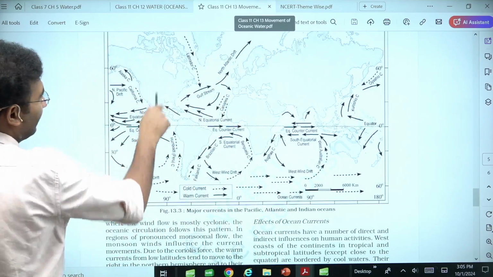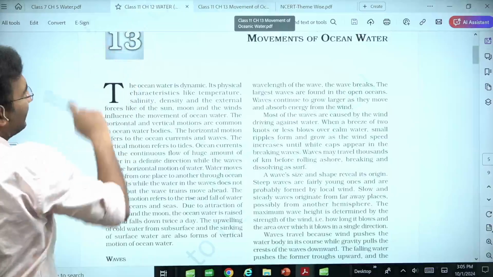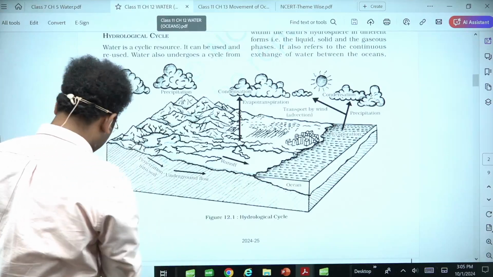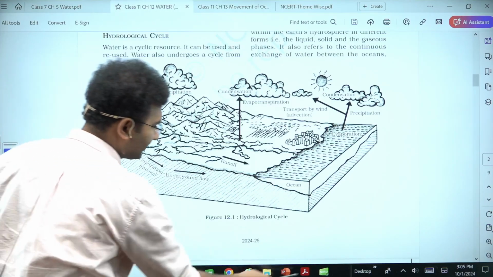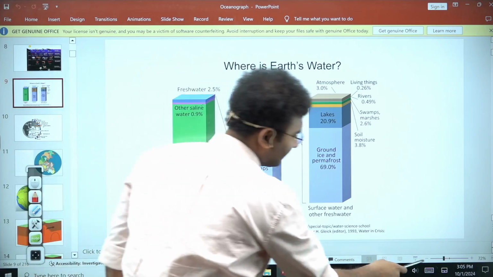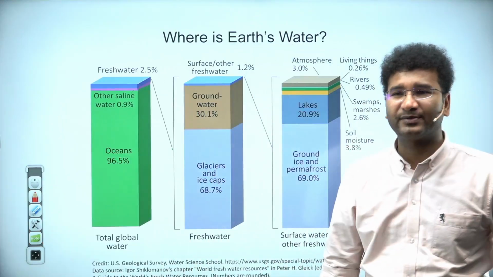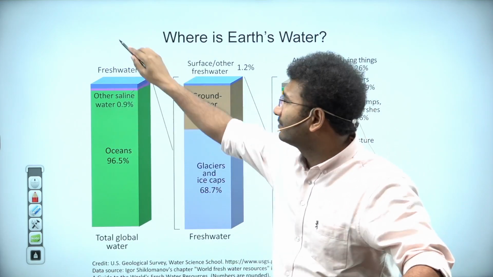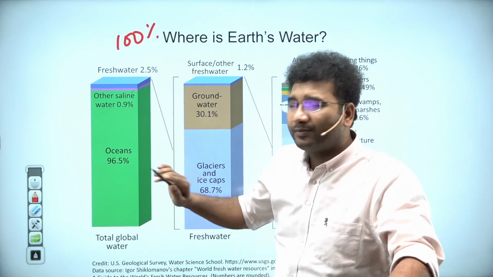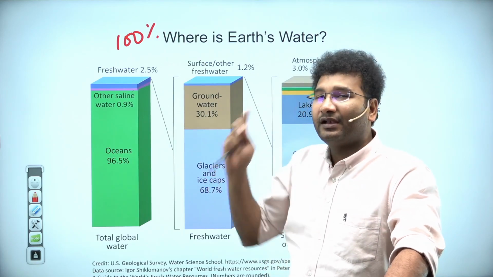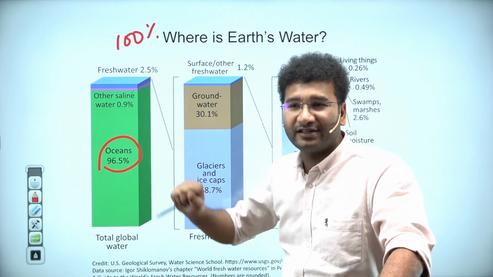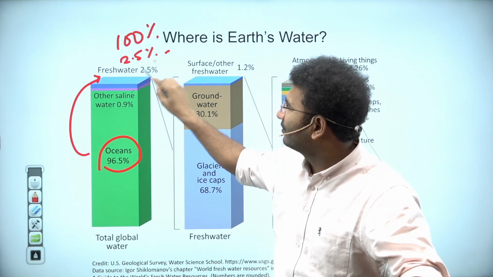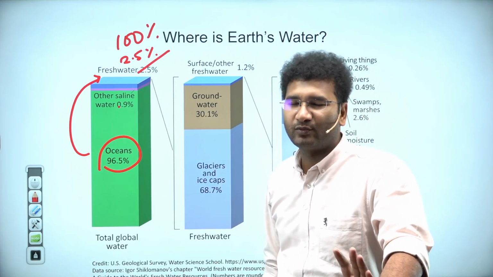Now quickly come back and let's try to understand what exactly we need to know from these chapters. Look here. First, you need to know where exactly the water is present. The water on the earth, if you look broadly, is present in these forms. Imagine the total water present on the earth is 100%, or 100 units. In this, 96.5% is present in the form of oceans, and of the rest, only 2.5% is present as fresh water, and 0.09% as saline water, right?